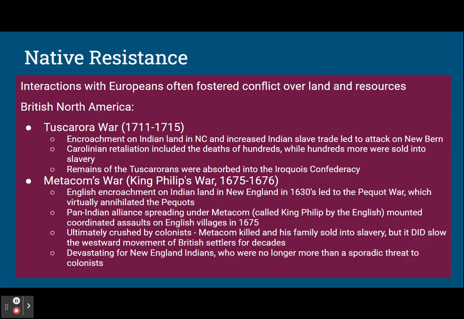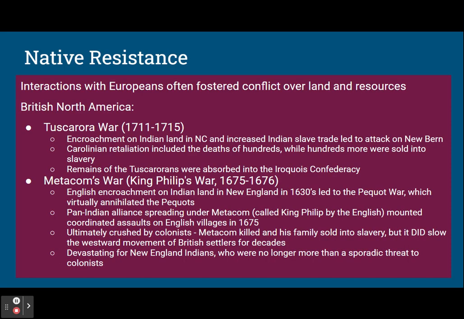By the 1670s, the only hope for maintaining Indian autonomy and maintaining their land was under this pan-Indian alliance that was spreading across New England, led by Metacom. So Metacom was called King Philip by the English, which is why it's sometimes called King Philip's War. So Metacom and his men led mounted coordinated assaults on different English villages between 1675 and 1676, and they killed quite a few.